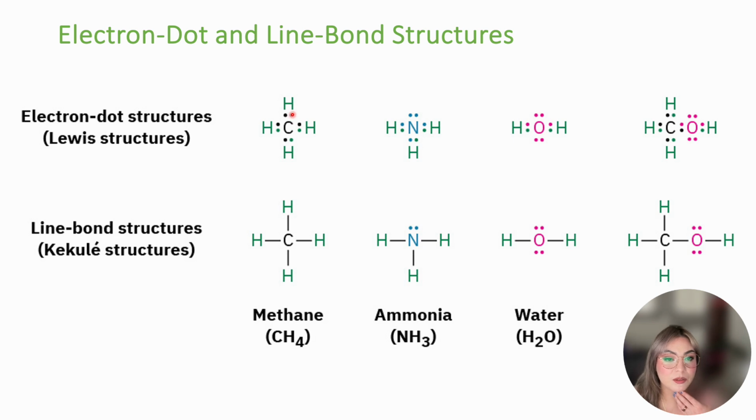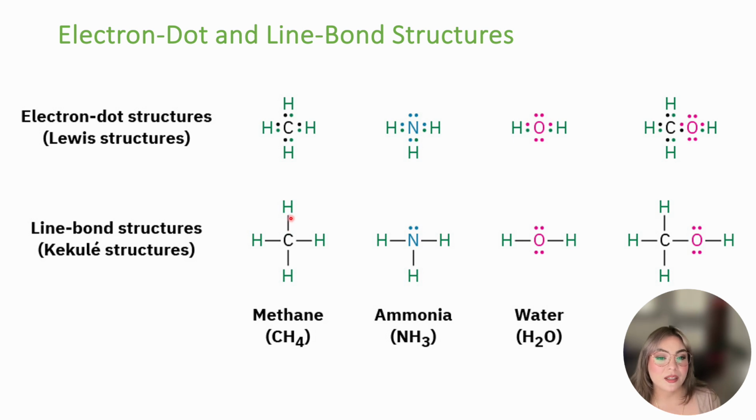So here you can see those green atom, those green electrons are from the hydrogen, and the black ones are from carbon. And you can see the same thing with these other compounds. These are what we call Lewis structures.